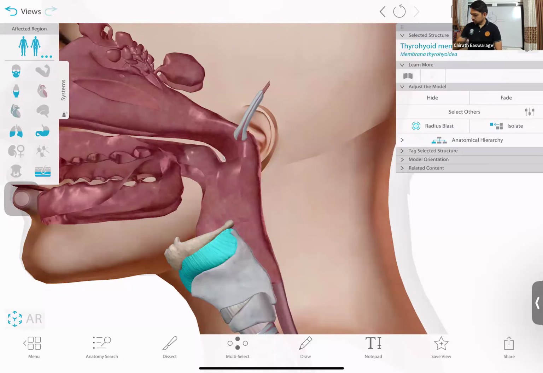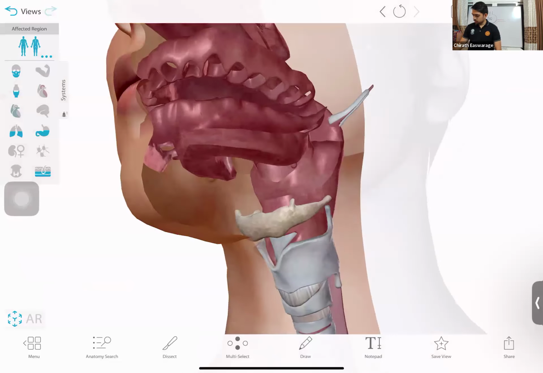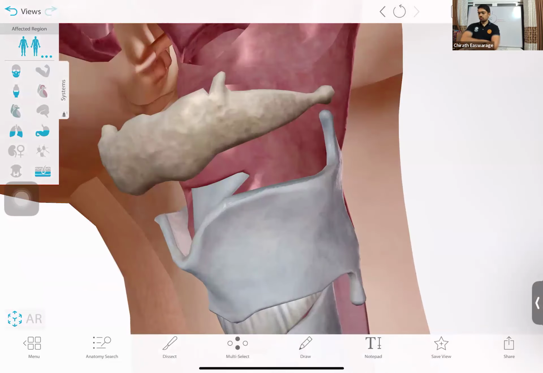So I'll remove some of these cartilage kind of things. Do you know what cartilage this is? This one? If you are a male, you can even feel it, but in females, you can also feel it. What is it? Anybody know what this structure is? White color?